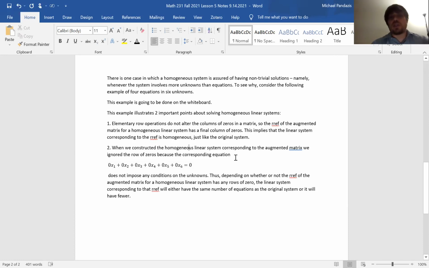So when we constructed the homogeneous linear system corresponding to the augmented matrix, we ignored the row of zeros because the corresponding equation, 0 equals 0, does not impose any conditions on the unknowns. The system in reduced echelon form will either have the same number of equations as the original system, or fewer. It will not have more. You may have equations that end up being 0 equals 0, which you can exclude, and then you'll have fewer equations. If that doesn't happen, you'll have the same number of equations.